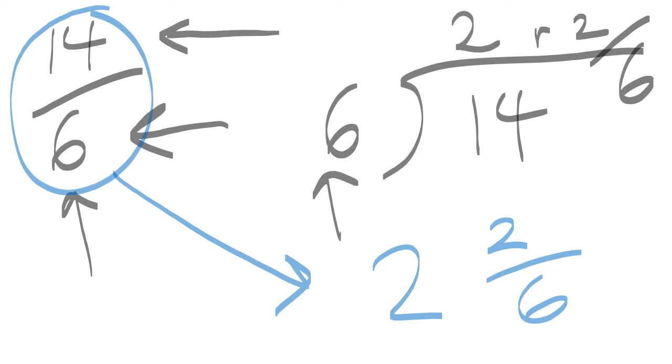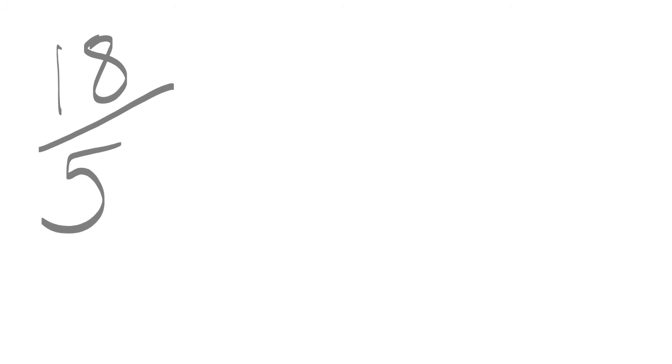There's one more, and I'm going to see if you can have a go at it. I'm going to write this up for you. Have a go at 18 fifths. There's an improper fraction. Turn it into a mixed numeral for me. Go on. Have a go.